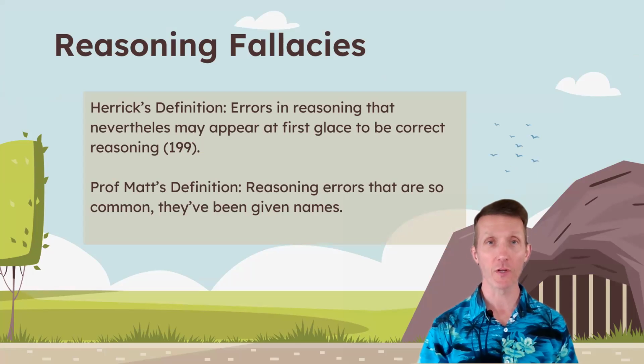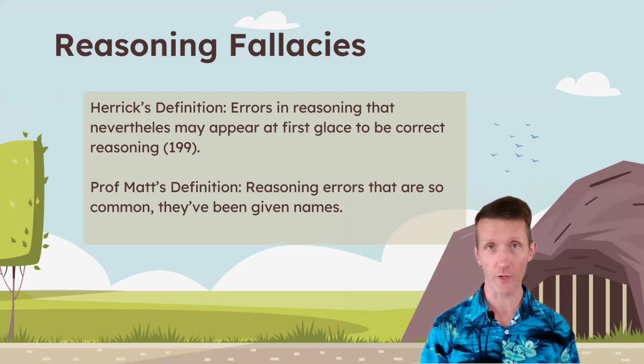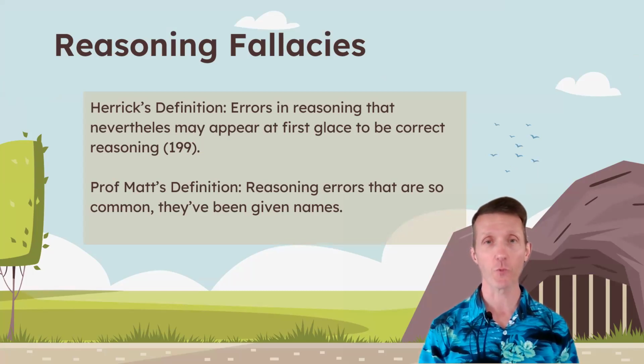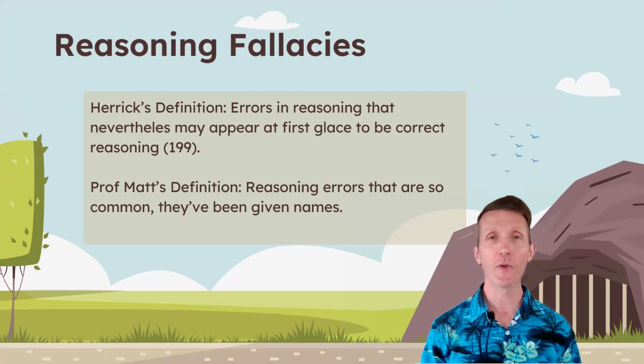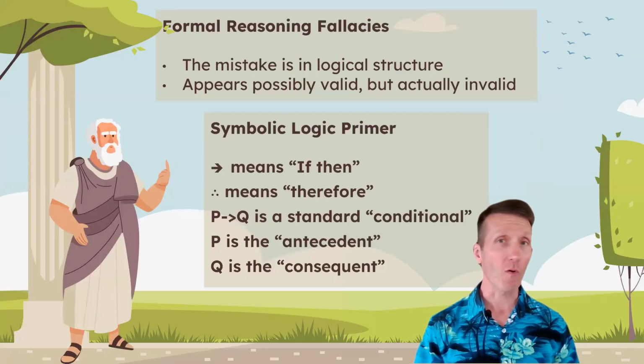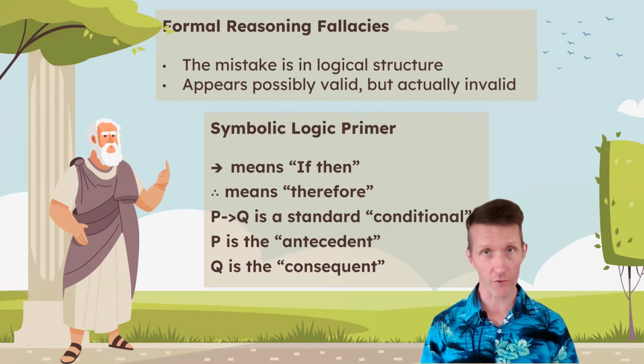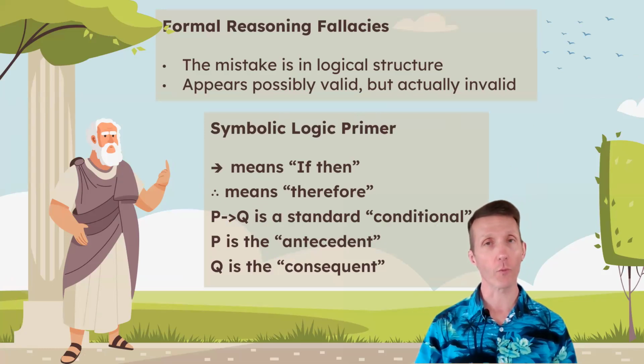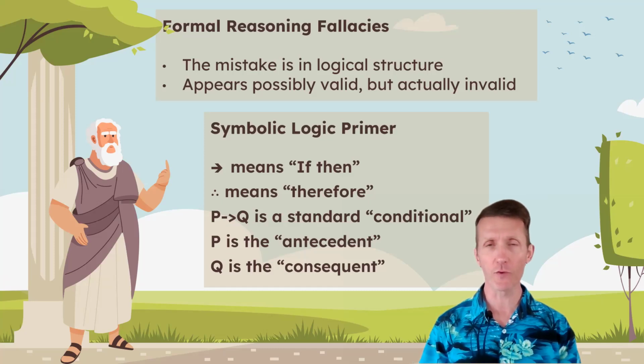So what's a fallacy? Herrick defines them as errors in reasoning that nevertheless may appear at first glance to be correct reasoning. And I define them as reasoning errors that are so common, they've been given names. Now, there are formal and informal reasoning fallacies. We'll introduce you to two formal, and then the rest will be informal. So if this feels a little bit difficult, don't worry about it. We're going to come back to formal reasoning later in the book, but see if you can get these two fallacies while we're here.